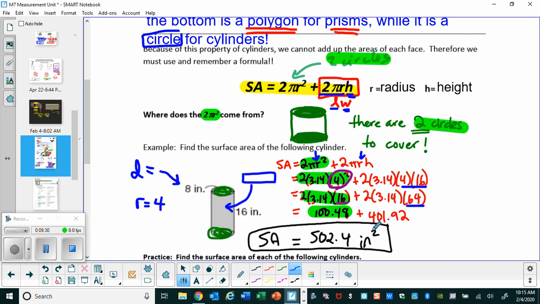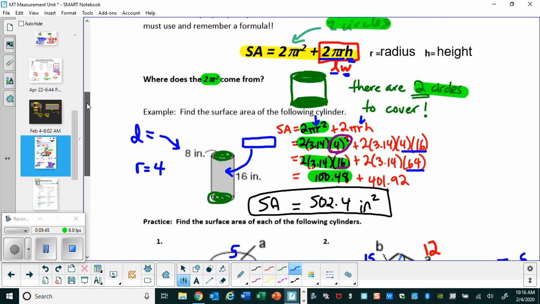Now, at this point in the video, you have the option to pause and try the 2 down below on your own. Or you can let the video keep playing and watch me model them. But at this point, make your decision, and I'm going to scroll down now to work out the 2 practice problems.